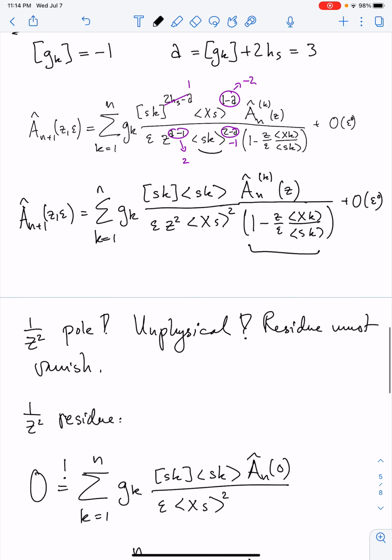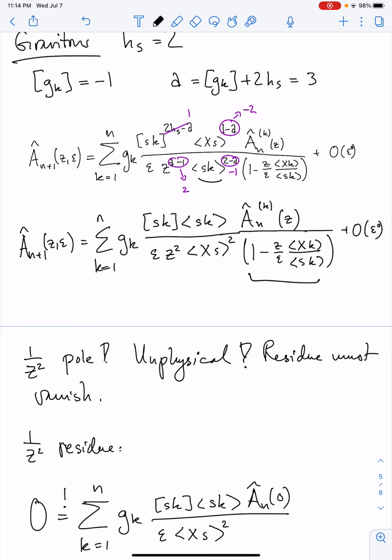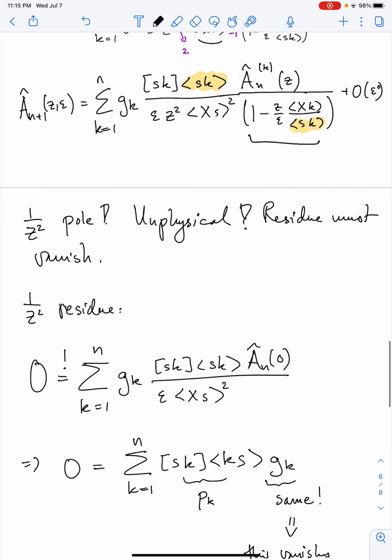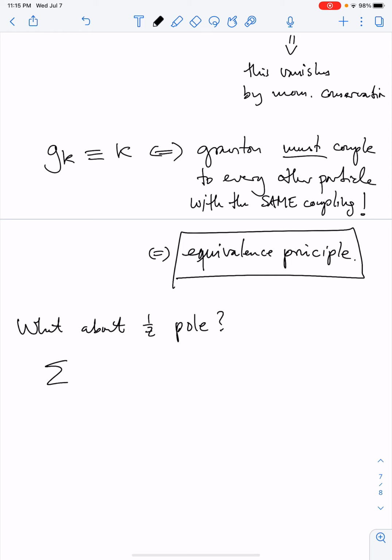And it's actually not that bad. Nothing much happens. If I look at the formula here and I expand in small z over epsilon, then I'll find that I cancel a factor, and let me highlight them. I cancel a factor of sk, angle bracket, but I replace it with an xk angle bracket. And so, given that I already have the equivalence principle, the equivalent statement now becomes that the sum over k through n times kappa, which is my coupling, times square bracket ks times angle bracket kx must vanish in order for this residue to vanish. But this also just holds by momentum conservation.